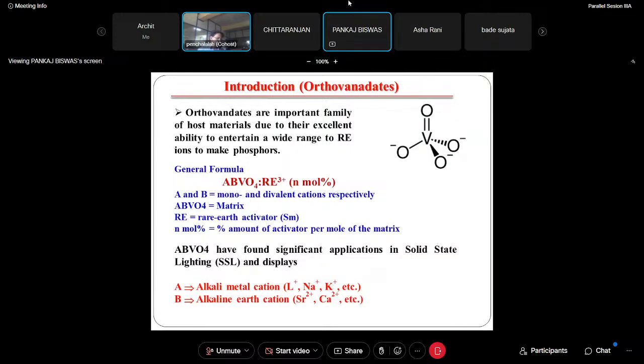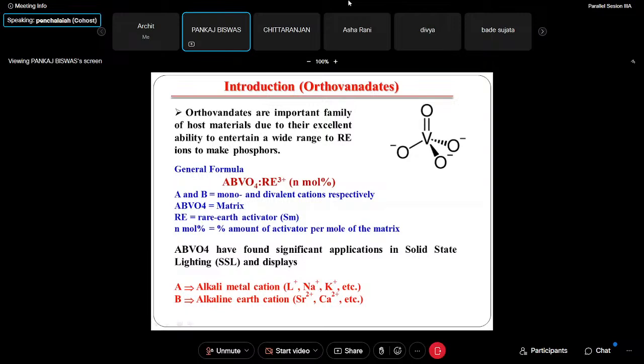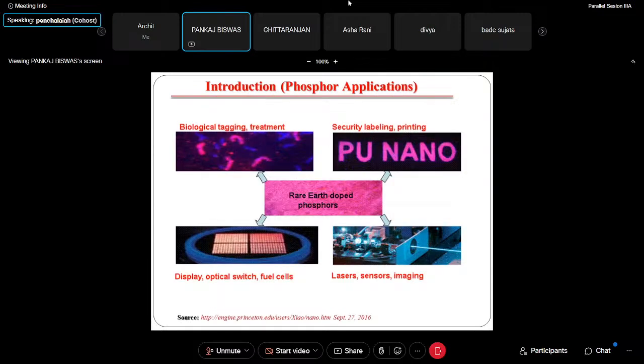Okay, we have chosen orthovanadates because these are very good quality host materials, which have the ability to accommodate a wide range of rare earths to make the phosphors. The phosphor we chose is of the type ABVO4:Re3+, where Re we can replace with samarium, europium, or holmium, whatever the case. Phosphors have a wide variety of applications, as I already told you.